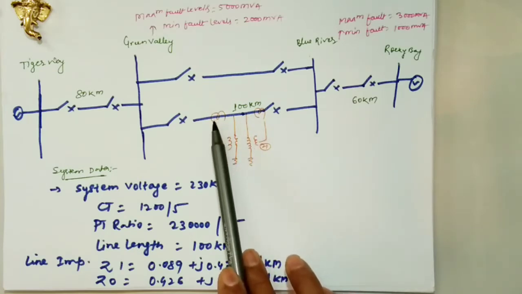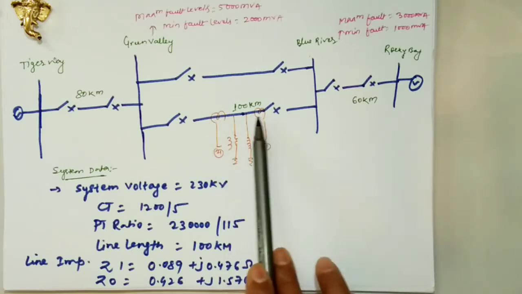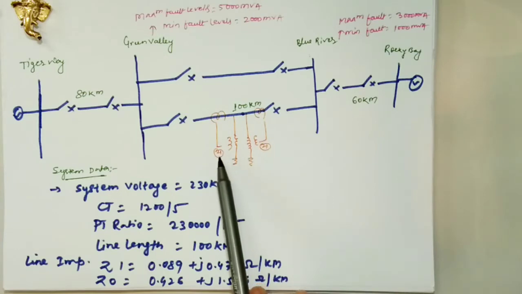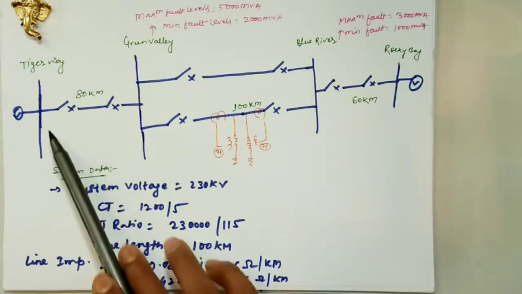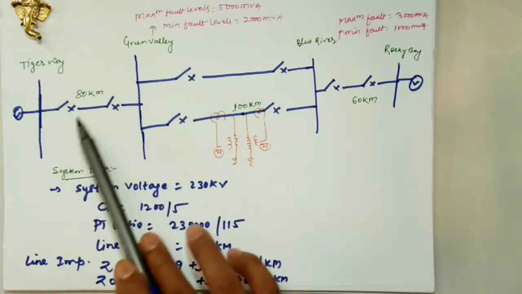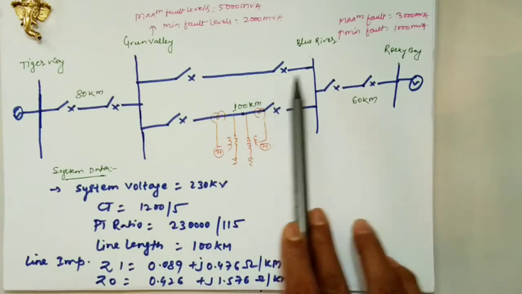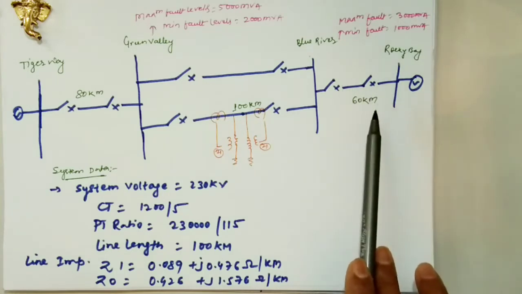Here you can see there is a CT and PT. These are CTs and these are the PTs, going to the 21 relay, that is the distance protection relay. You will see the distance from Tiger Way to Green Valley line is 80 kilometer. You can see the circuit breaker here, and the Rocky Way line distance is 60 kilometer.